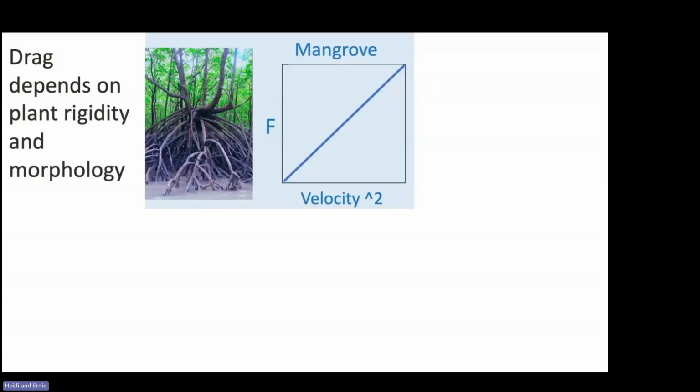To represent a mangrove in a hydrodynamic simulation, it would be reasonable to assign a constant drag coefficient or constant Manning's n that's not a function of velocity.